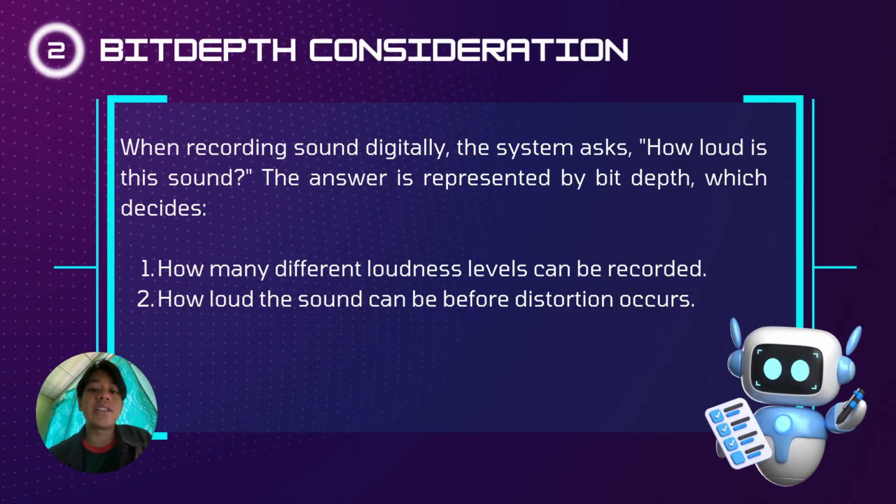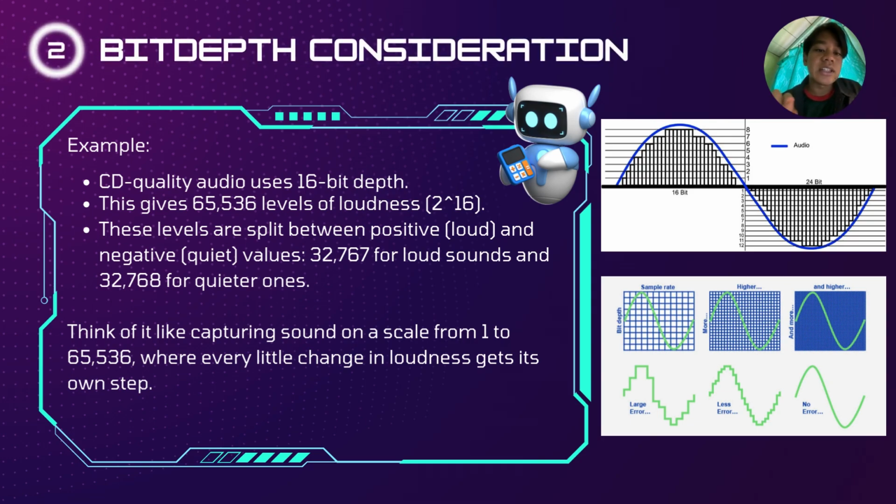Okay, what are the bit depth considerations? When recording sound digitally, the system asks how loud the sound is. The answer is represented by the bit depth, which includes first, how many loudness levels can be recorded, and second, how loud the sound can be before distortion occurs. Alright, for example, CD quality audio uses 16-bit depth. This gives 65,536 levels of loudness, which is 2 to the power of 16.